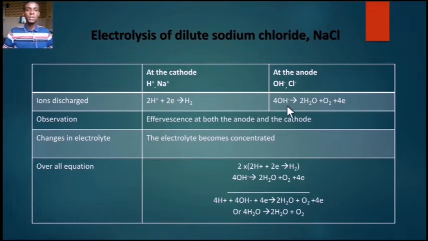Now the reason for this is because hydrogen ion is lower in the series, so it will be preferentially discharged. Remember, it is dilute sodium chloride. In other words, water is more than sodium chloride, so hydrogen ion will be discharged. Now OH is lower in the series than chloride ion. You can refer to our previous video for the electrochemical series of anions. So we have OH lower in the series than chloride ion, therefore OH will be discharged.